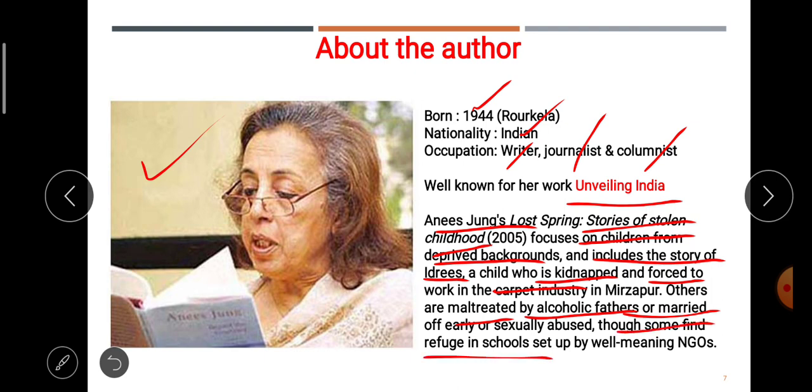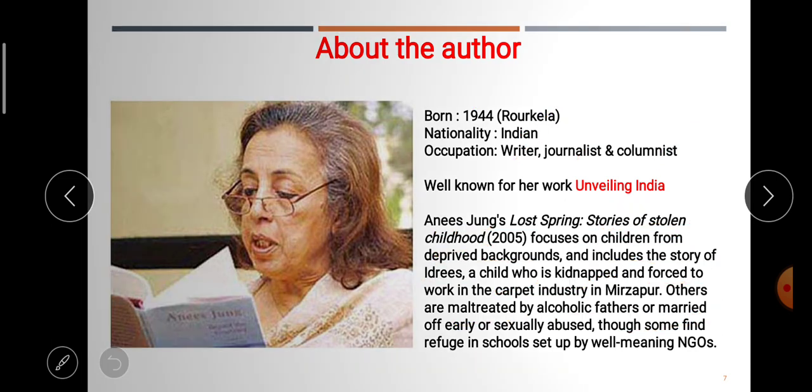Though there are some lucky children who get the opportunity to go into the schools which are being run by some NGOs.